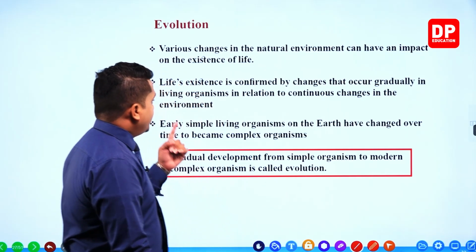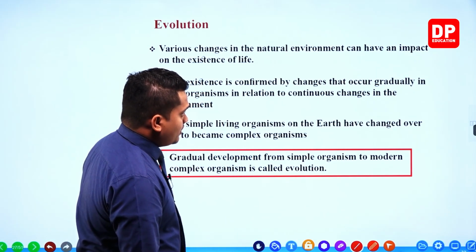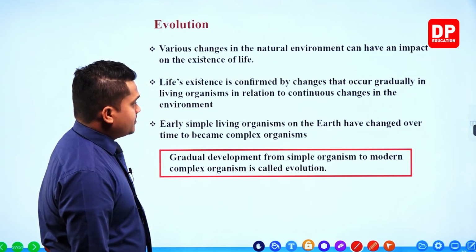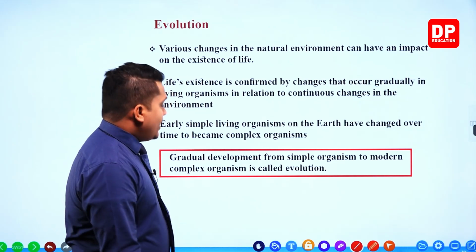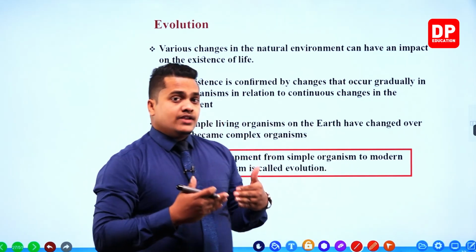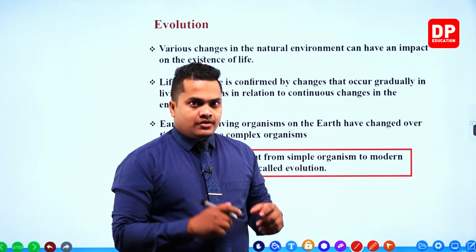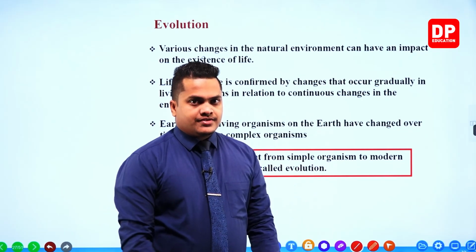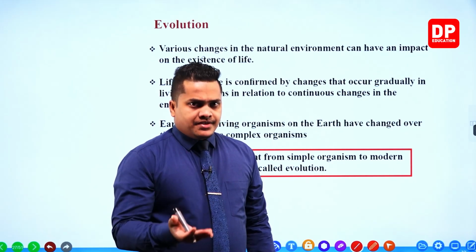So here it is given, life's existence is confirmed by changes that occur gradually in living organisms in relation to continuous changes in the environment. So when the environment changes, organisms should also change in accordance with the environmental conditions. So that's how the evolutionary process actually happened.